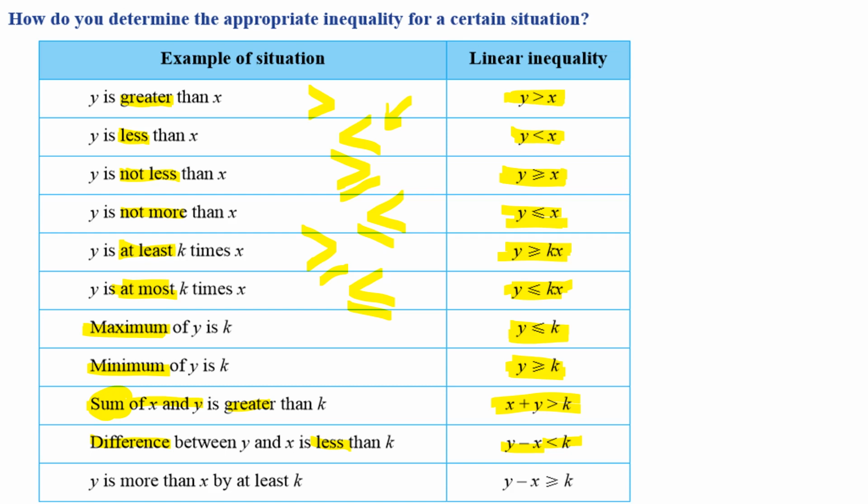When y is more than x, at least k, that means the symbol is this. Y is more, that means y minus x is more or equal to k, because at least. Remember at least here? It's quite the same thing, only that y is more than x, so y minus x. Okay, so this table is very important. You have to understand it first, then you can memorize.